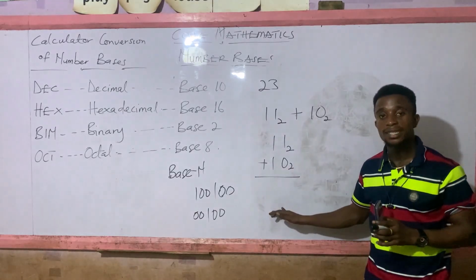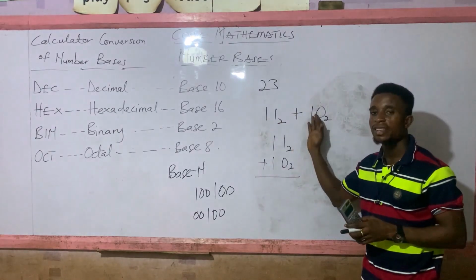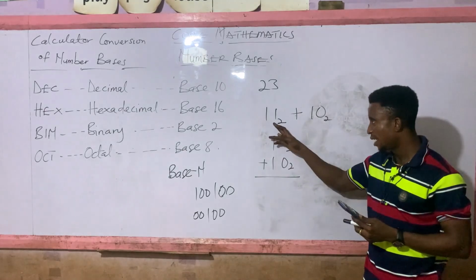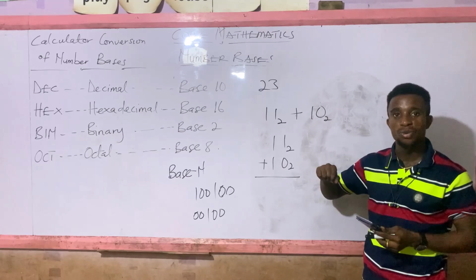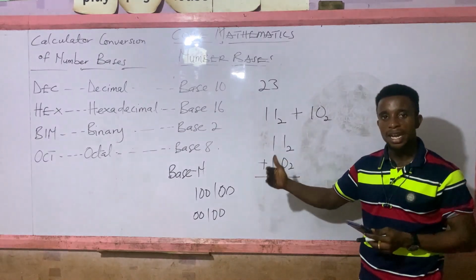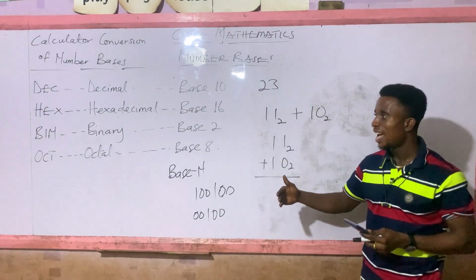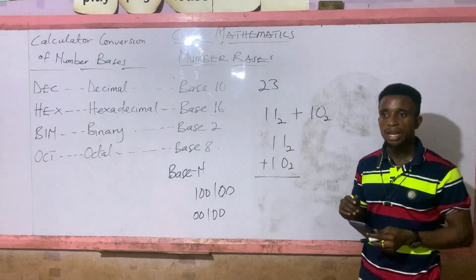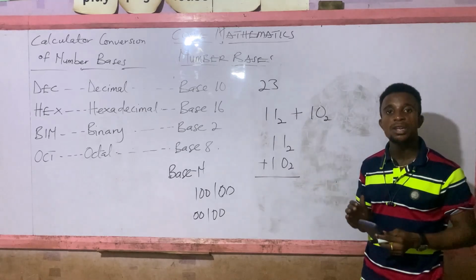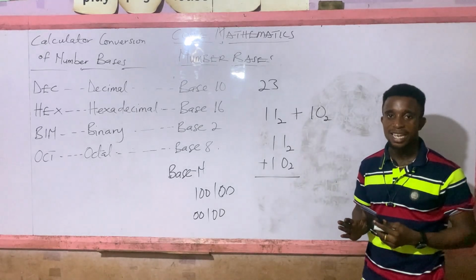We can just use the calculator to add this and that. Since they are all in base 2, and the calculator can work in base 2, and also in base 8, we can do that. But if they are in other bases, the calculator cannot do it. So the calculator is only allowed to perform for you base 2 and base 8.